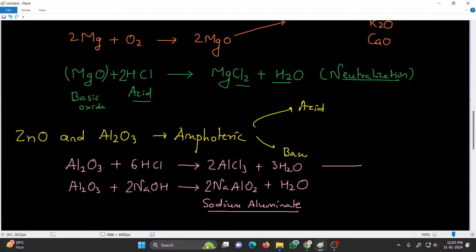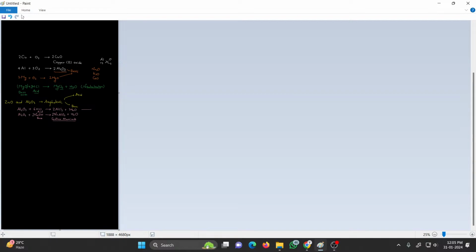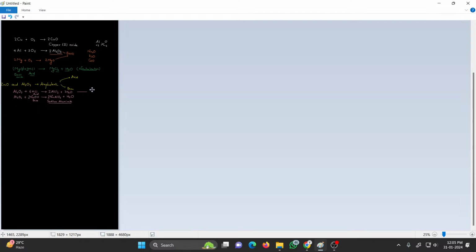so this makes aluminium oxide amphoteric because it can react with an acid to form salt and water. It can also react with a base to form salt and water. So zinc oxide and aluminium oxide are exceptional. They form salt and water with acid as well as bases. So they are called amphoteric oxides.